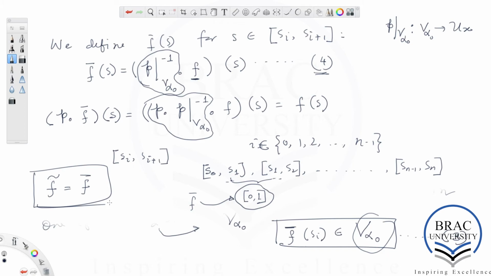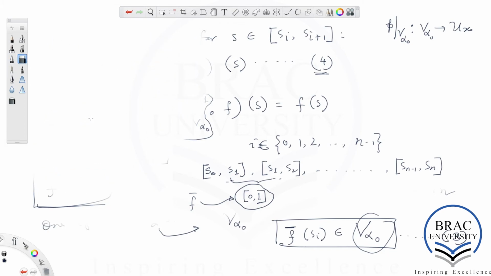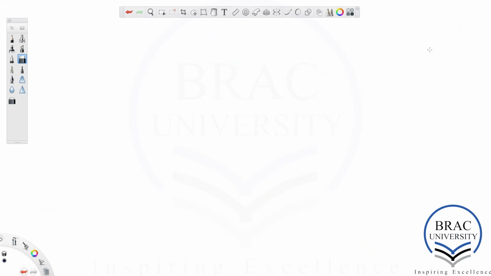Okay, so let us prove the uniqueness now. So let me erase everything. The uniqueness of this lift that we have just constructed can be shown inductively as well. So this is again an inductive proof, the proof of uniqueness of F bar.